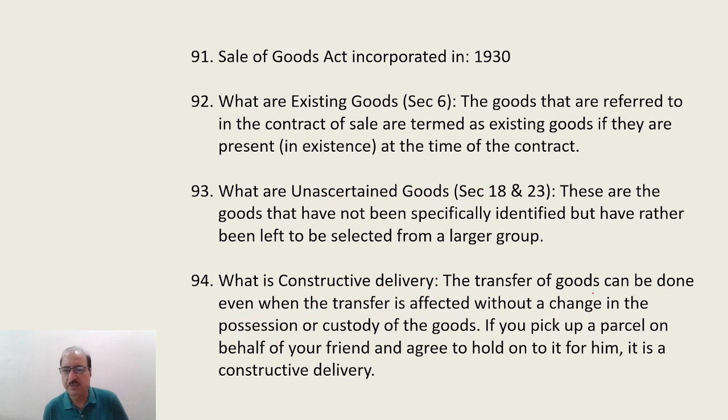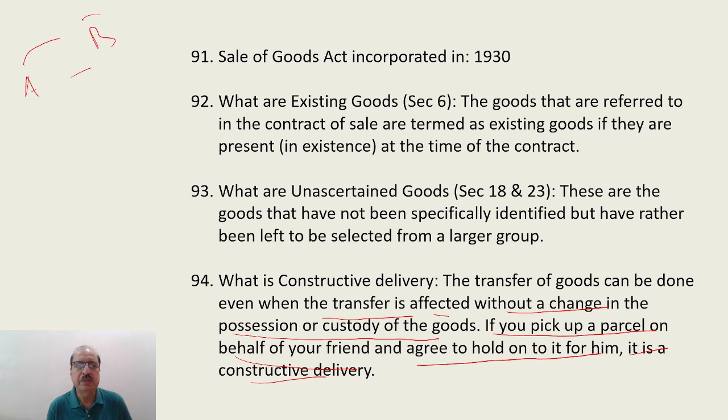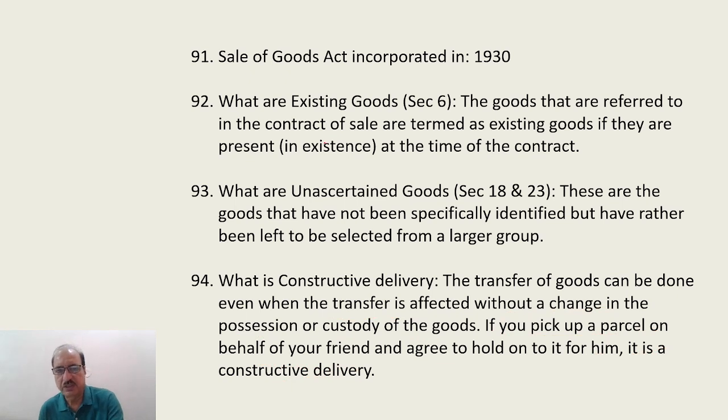So this is what is constructive. Transfer of goods can be done even when the transfer is effected without a change in the possession or custody of the goods. If you pick up a parcel on behalf of your friend and agree to hold it for him, it is constructive delivery. Supposedly A has sent a parcel to B and B is not available. C has taken it on behalf of B. So this is a constructive delivery. Okay, question number 91 we have done.